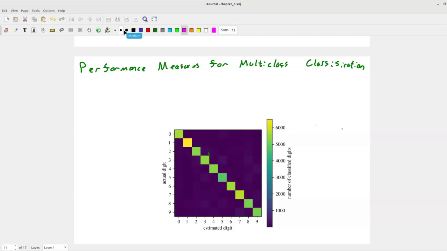We can build this confusion matrix just by calling the sklearn confusion_matrix function, similar to what we've done in previous steps, right? And we get a confusion matrix that looks like this. This is a confusion matrix that I got for the entire data set.